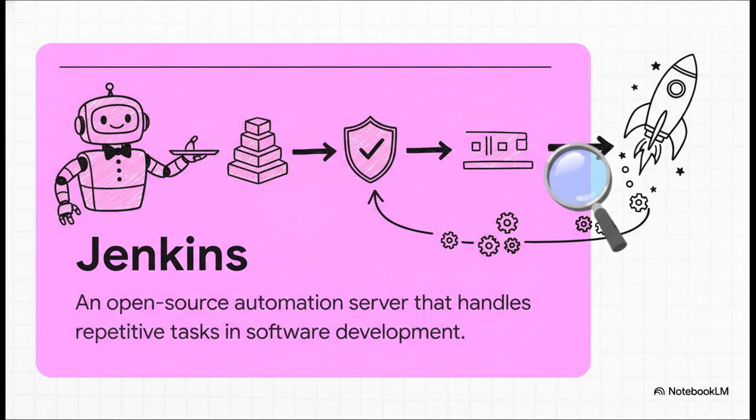So what is it? The best way to think of Jenkins is like a robot butler for your entire development team. Its one and only job is to take all those repetitive, boring, and error-prone tasks, building, testing, deploying, and just do them for you, automatically. It's the powerhouse that drives your whole workflow.